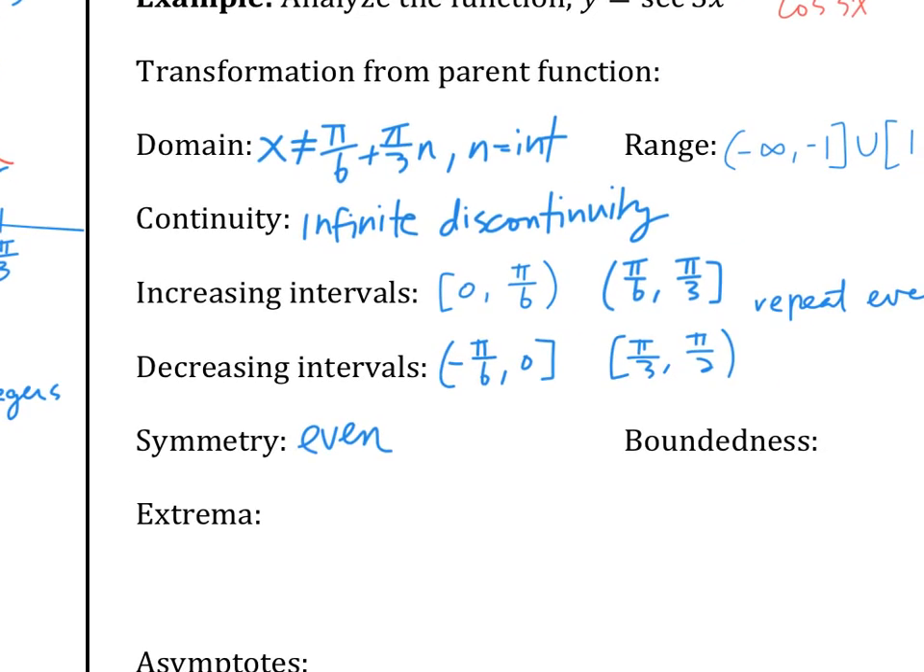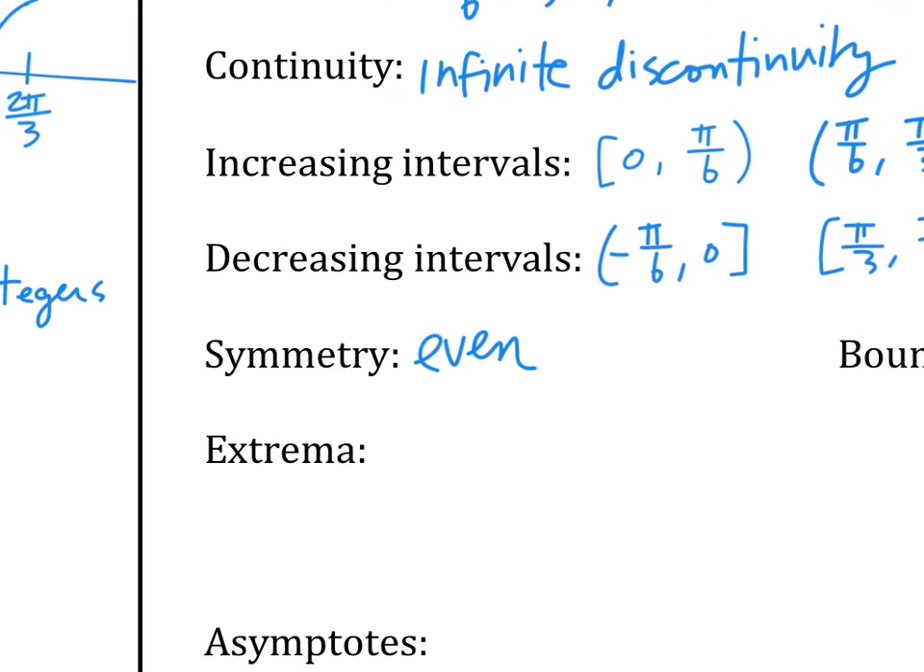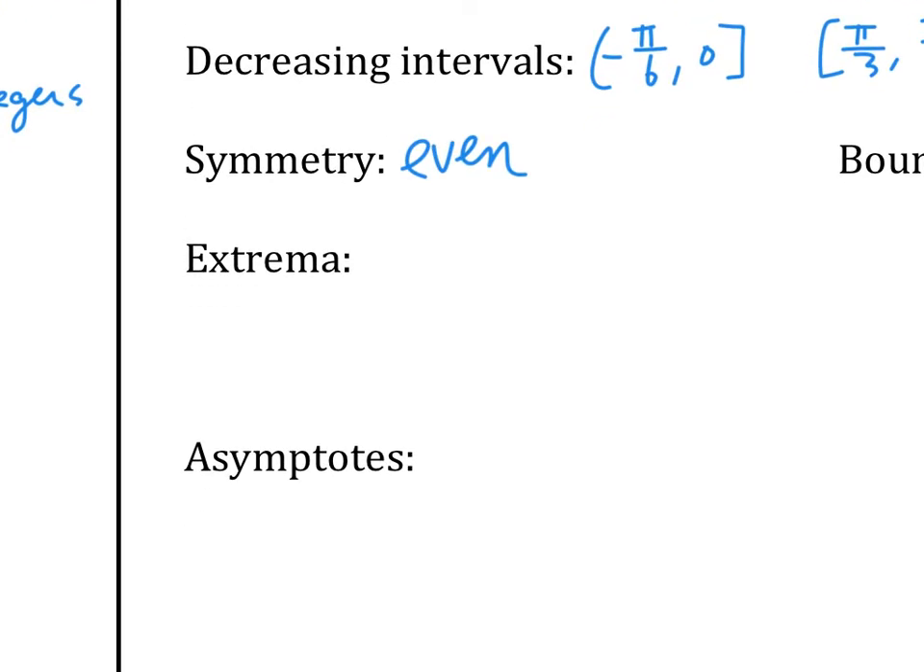Boundedness: unbounded. Yes, unbounded. Okay, let's skip extrema. I know you guys will hate it. Let's do asymptote since we did the domain. The asymptote should be easy, right? It's the same thing except you have an equal to instead of not equal to. I already said n is an integer, so I won't write it again.